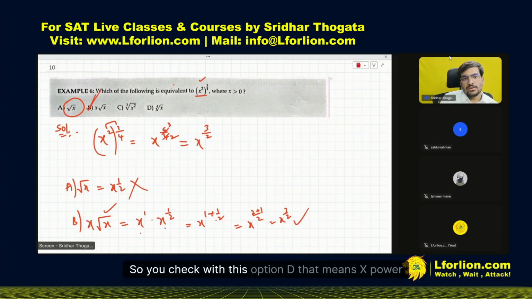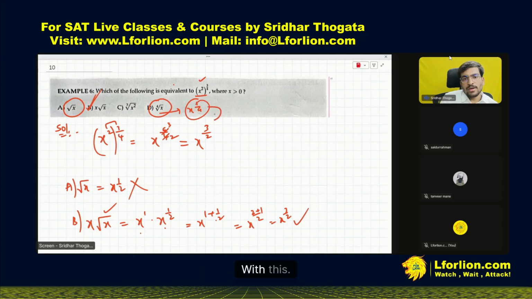Check with option D. That means x power 1 by 4. That's not matching with this. You can check this one; you get x power 2 by 3. Here we want 3 by 2. So option C is also incorrect. So only B is the answer.